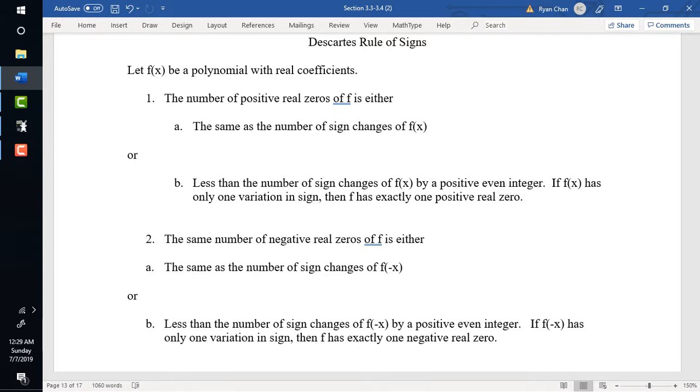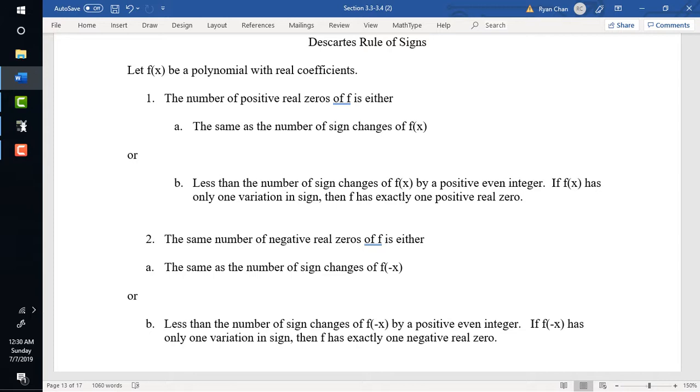Essentially, you can kind of read this out. The number of positive real zeros is either the same as the number of sign changes in f of x, or less by a positive even integer. Part B is a little confusing, but let me give you an example.